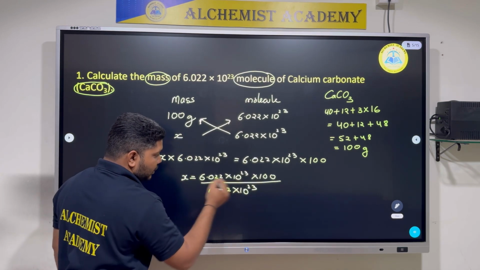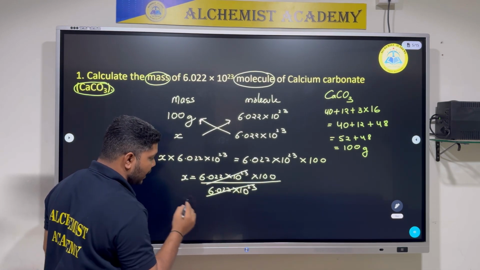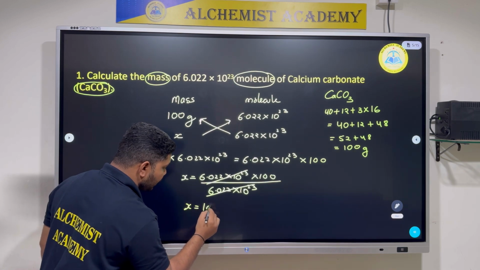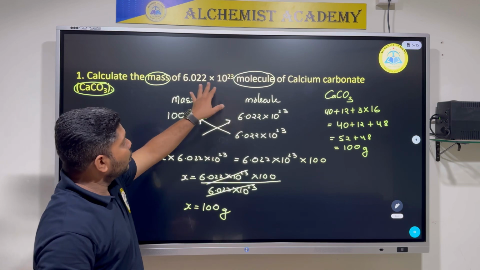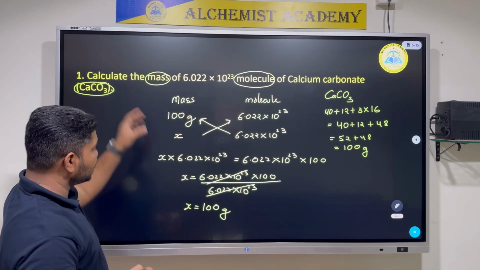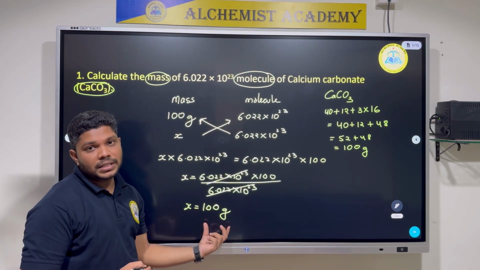Now you do the cancellation. If you see here, this is same. So you can directly cancel this. So what you are getting? 100 grams. So in this many number of molecules of calcium carbonate, how much mass is present? 100 grams of mass is present.